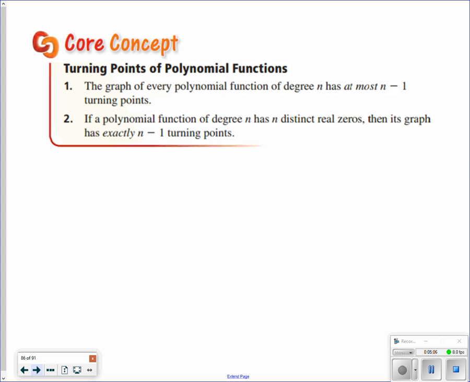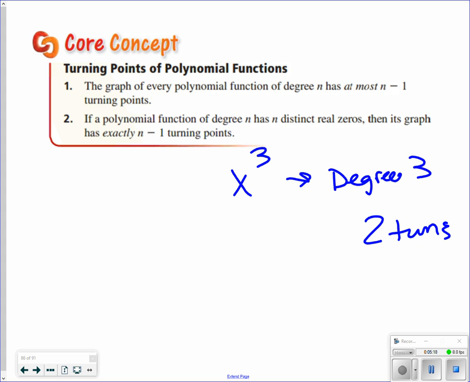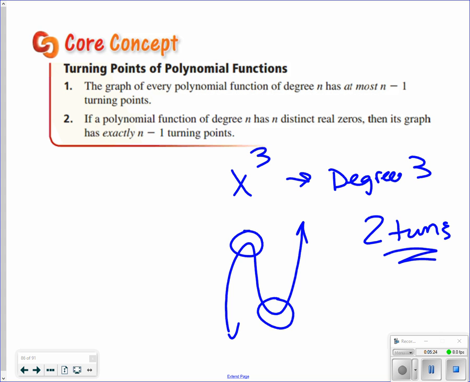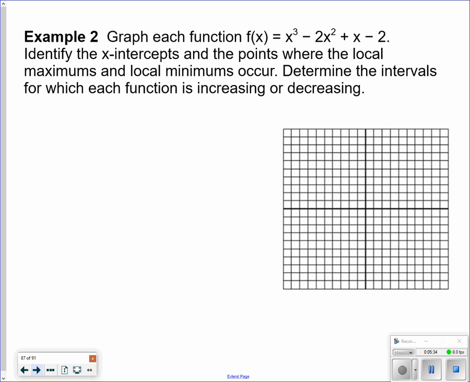Now, how do I know how many turns there are going to be? Let's say it's a cubic, which has a degree of 3. I know there are going to be 2 turns. A cubic is going to look like this, and there's 1 turn, 2 turns. So it's always the degree minus 1 that tells you how many turning points there are going to be when looking at a graph. So here we go.